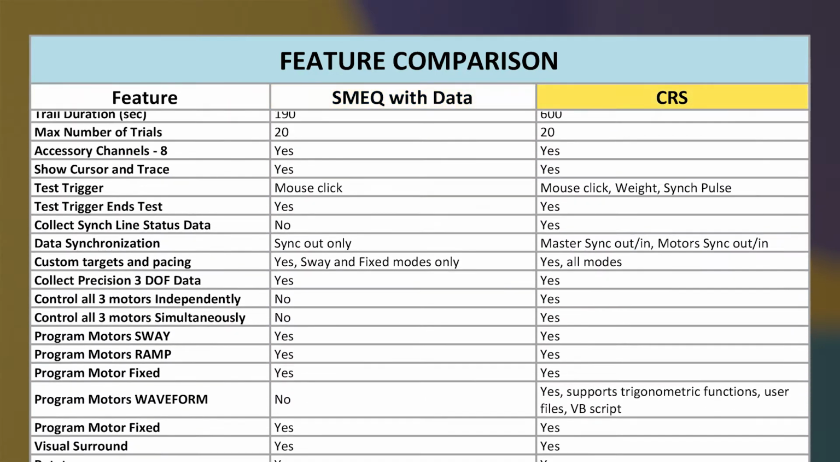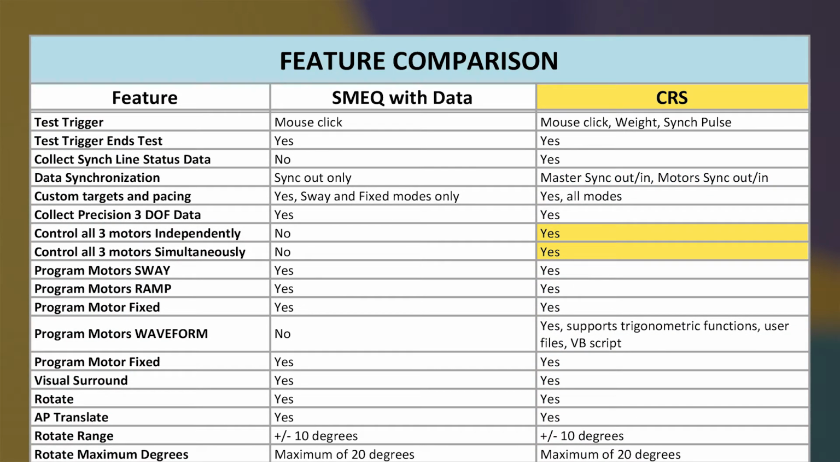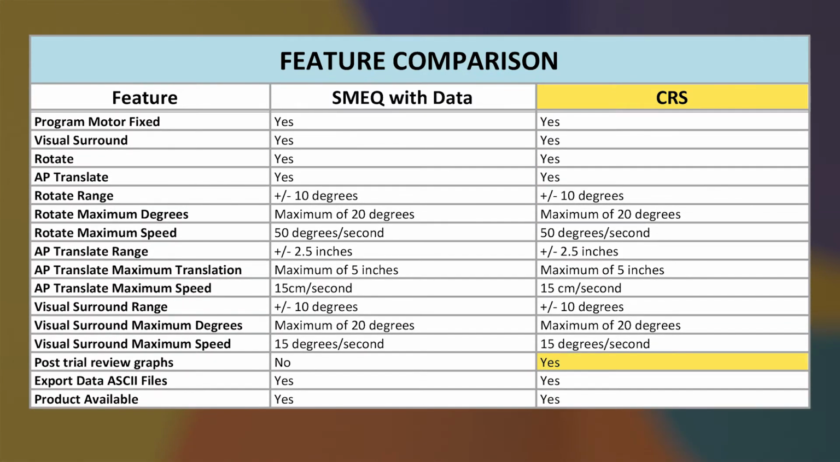Now let's take a look at the CRS. For time duration, it's up to 600 seconds. The test trigger is with a click of a mouse, wait, or sync pulse. And yes, you can collect sync line status data. For synchronization, you can sync out and in using the master sync and/or the motor sync. You can also control all 3 motors independently and at the same time. For waveform capabilities, it supports trigonometric functions, user files, visuals, and Visual Basic Script. And last but not least, you can also create post-trial review graphs.